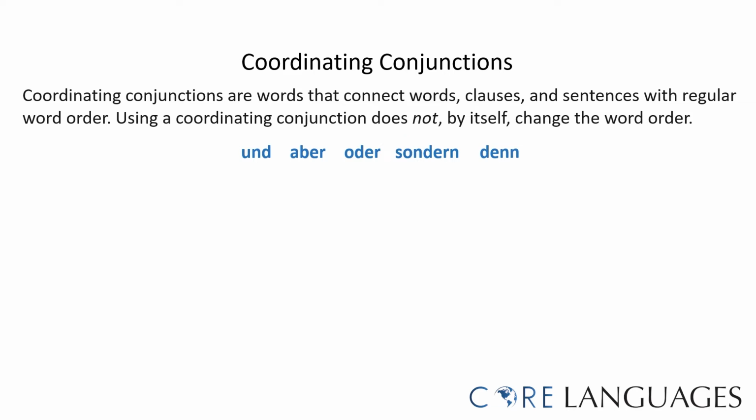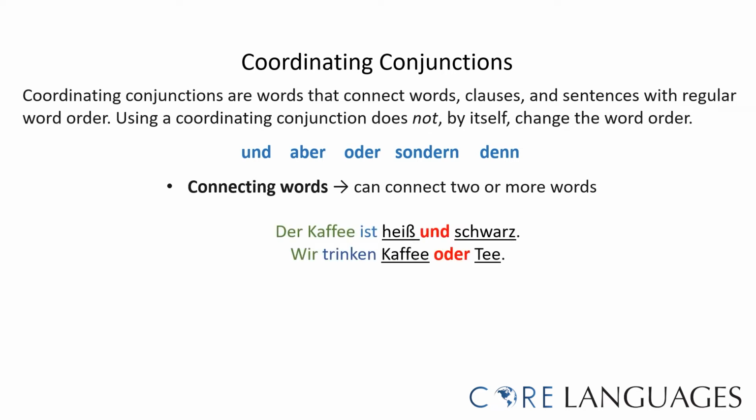We can use coordinating conjunctions to connect words. For example, der Kaffee ist heiß und schwarz. The coffee is hot and black. Wir trinken Kaffee oder Tee. We drink coffee or tea.